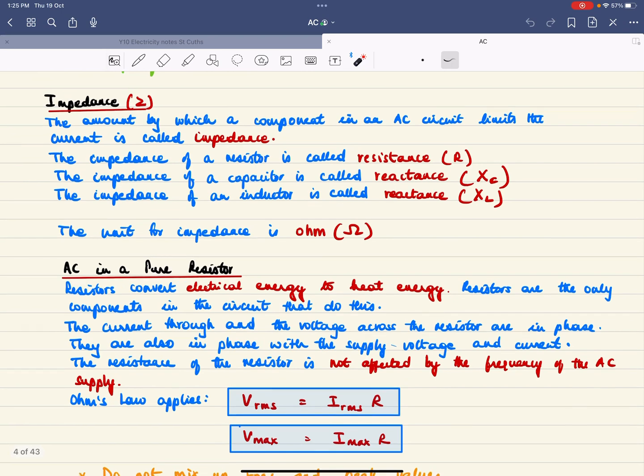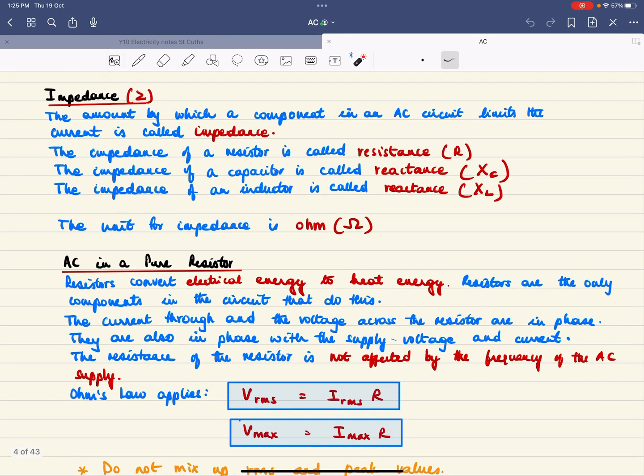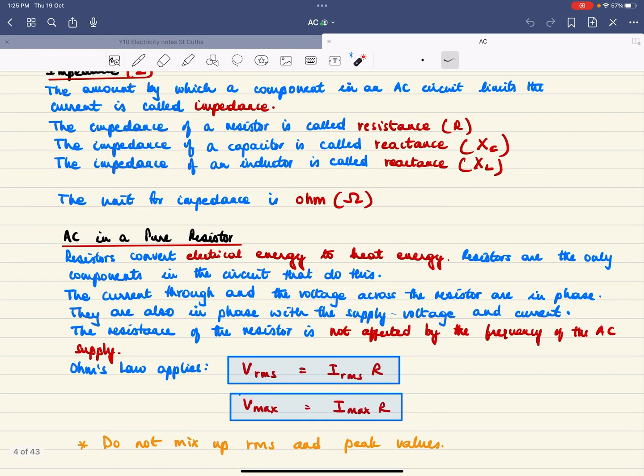Now, moving on to AC in a pure resistor. Resistors are the only components that convert electrical energy to heat energy. The current through and the voltage across the resistor are in phase. That means when the current is a maximum, the voltage is also a maximum. And the current and voltage are also in phase with the supply voltage and current.